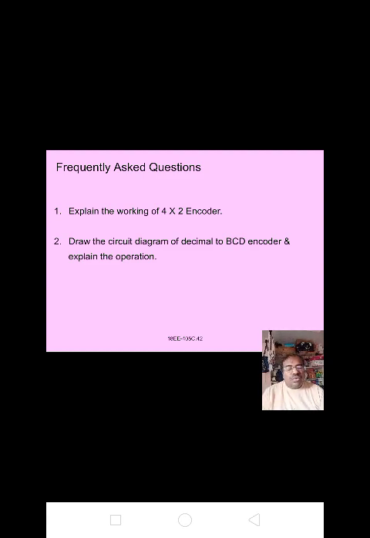Here you have to answer these questions in your assignment book: explain the working of 4 into 2 encoder. Draw the circuit diagram of decimal to BCD encoder and explain the operation.